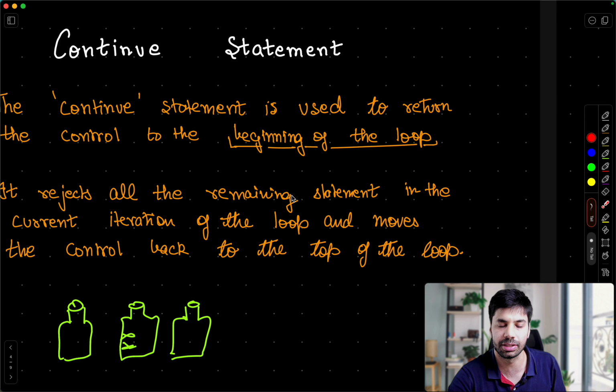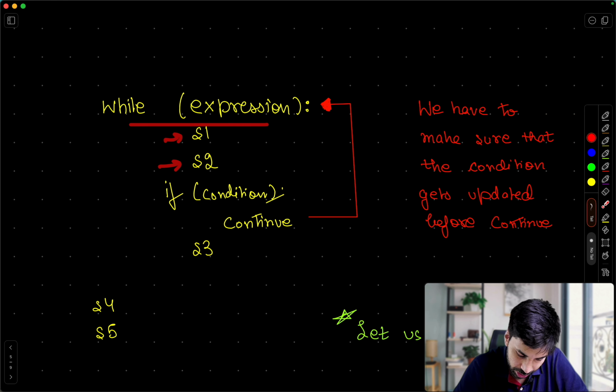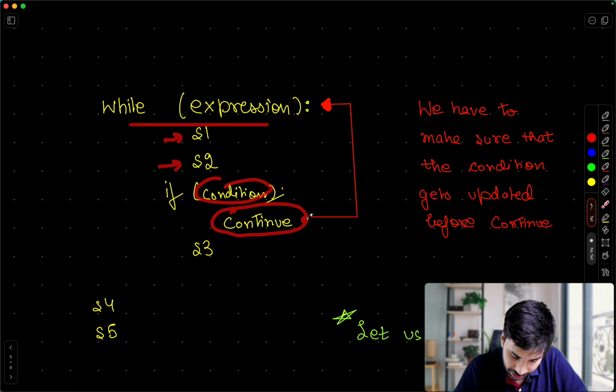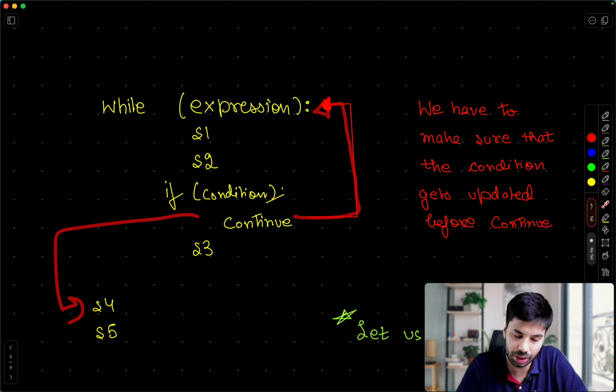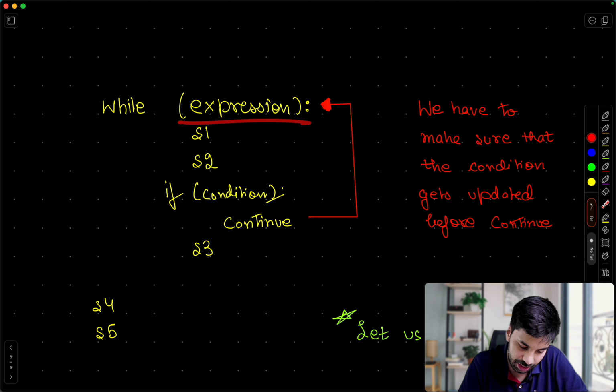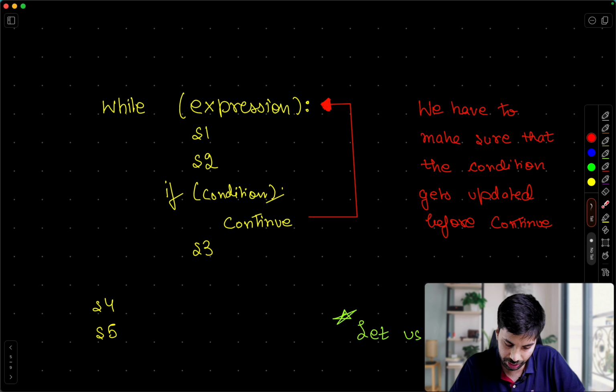So let us try to see this once. See, while expression, statement 1 runs, statement 2 runs. If, based on some condition, you write continue, it's going to go back up, so it's not going to run this S3. Break was coming out of the loop, but continue is going to go back to the condition of the loop. And again, everything is going to get evaluated, and like that your flow is going to come. So that is the overall use case.